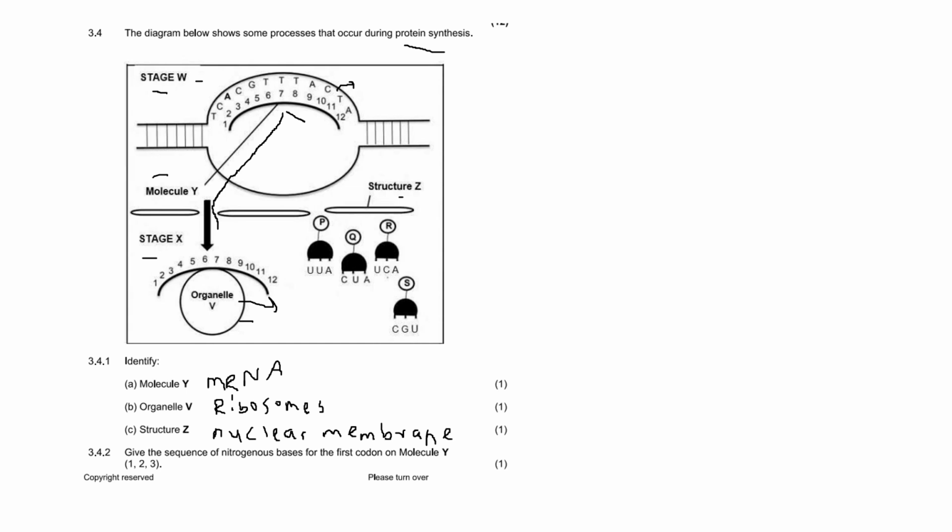3.4.2 Give the sequence of nitrogenous bases for the first codon of molecule Y. First codon of molecule Y. Okay, molecule Y, we know it's TCA from DNA. So when it forms mRNA, T will be with A in mRNA. Then C will be with guanine. Then A, remember, be careful, in mRNA there's no thymine, so A will be with uracil. So it will be AGU. So the answer for the first codon of Y will be AGU. If it was DNA, it would have been AGT, but because it's RNA, it will be AGU, because you can't form T in RNA. So AGU is our answer.